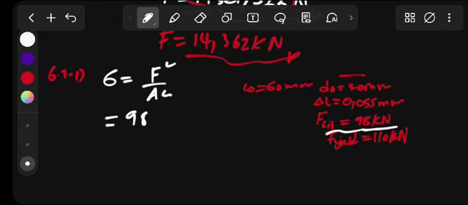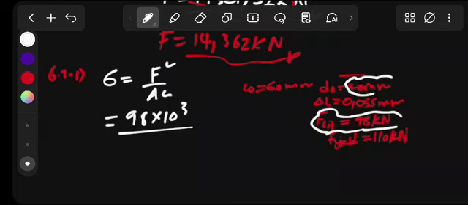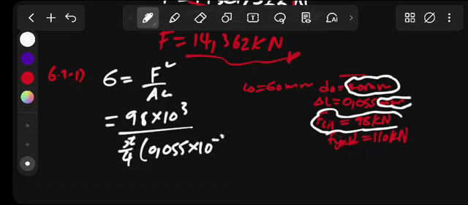The force at the limiting proportion, I said, is 98 kilonewton. This is times 10 to the power of 3. For the area, you use the original diameter. You've been given the diameter there. Then the area is pi over 4 times d squared, which is 0.055. Remember, this is in millimeter, must become meter. Multiply this by 10 to the power of minus 3. Then you square these.